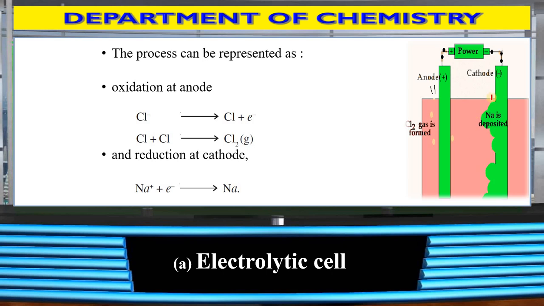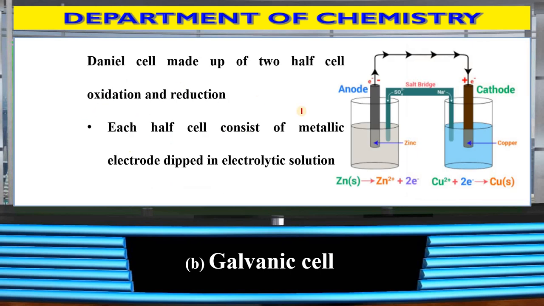The reduction reaction occurs where Na plus ion accepts these electrons and forms sodium. Now this is the Daniell cell, made up of two half cells, the first half cell and the second half cell. In the first half cell there is an anode compartment and in the second half cell there is a cathode compartment, and these two half cells are connected by a salt bridge, and the two electrodes are connected through a metallic wire.